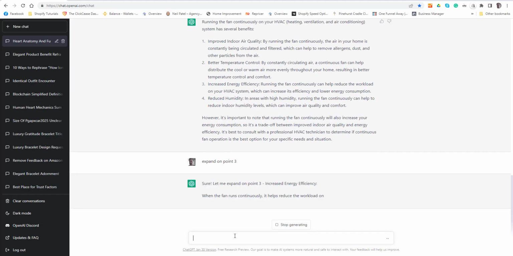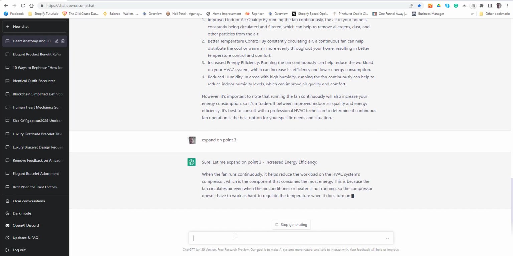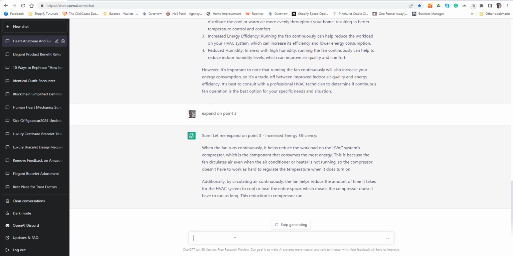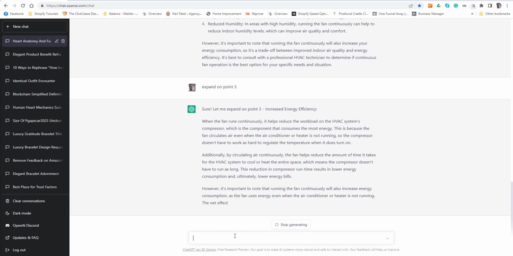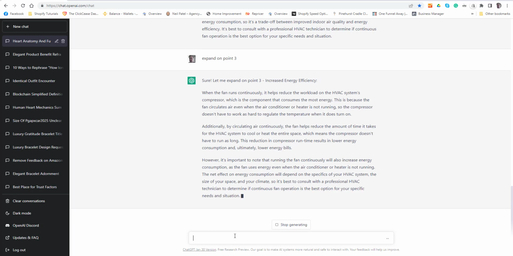Sure, let me explain point 3. Increase the efficiency. When the fan runs continuously, it helps reduce the workload on the HVAC system's compressor, which is the component that consumes the most energy. And anyway, it goes into all the benefits of lower energy bills and everything else like that.